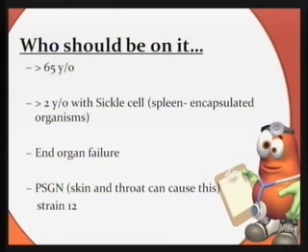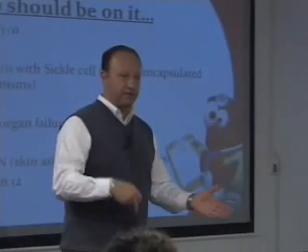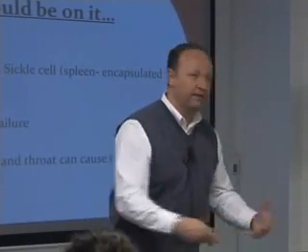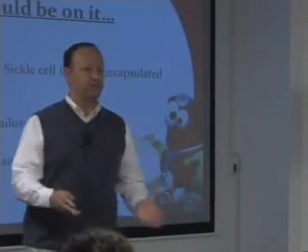If they're greater than 2 years of age and they have a history of sickle cell disease, why? Because that spleen is gone, they're at increased risk for getting encapsulated organisms. Also organ failure and post-strep glomerulonephritis, meaning skin and throat, can cause this. I have strain 12, and if you remember back to that chart that I gave you with nephritic and nephrotic syndromes, remember M12 was at the bottom? Same thing again. They love that M12.